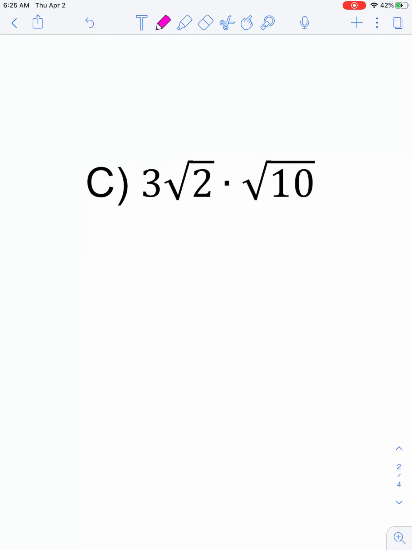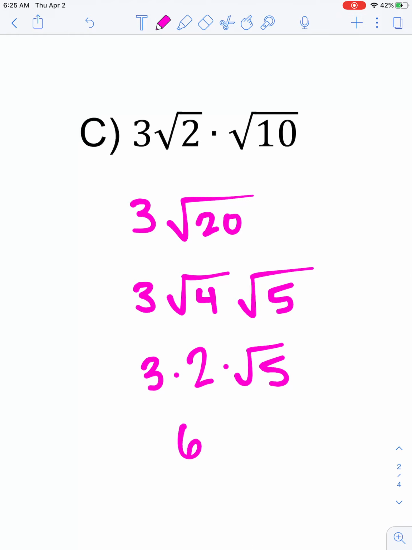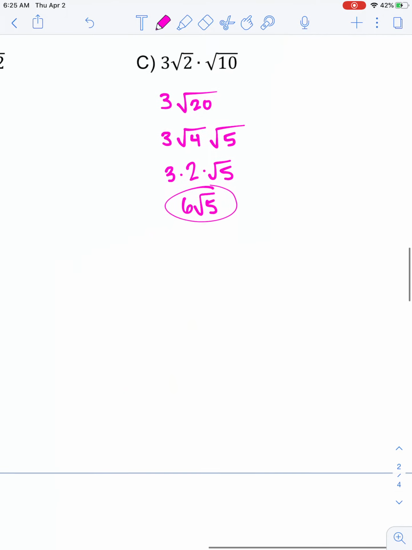Why don't you go ahead and try part C, hit pause. When you get an answer, then go ahead and hit play to check it. So in part C, the 3 will just stay by itself outside, but under the root, I can multiply 2 and 10 together to get 20. And then I can break down root 20 to root 4, root 5. Root 4 becomes a 2. So the 3 doesn't change, the root 5 doesn't change, but now I can multiply 3 and 2 together to get 6 root 5. And there's the final answer.